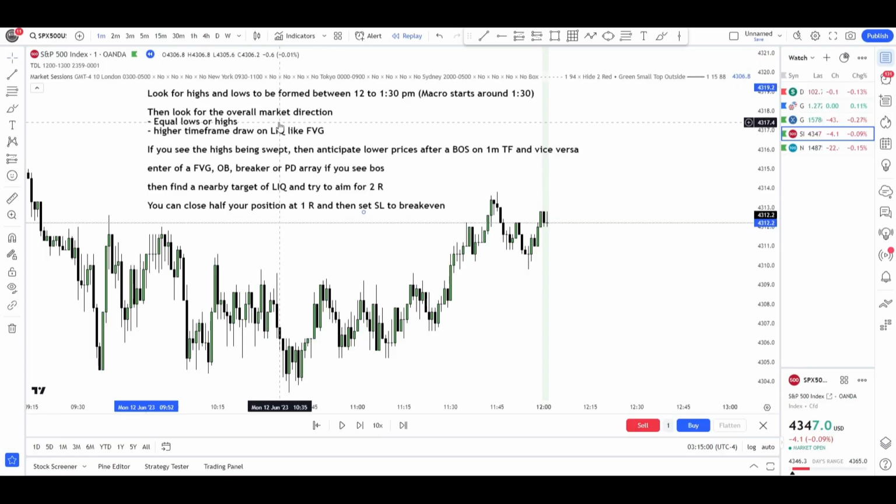The first thing you want to do is look for highs and lows to be formed between 12 and 1:30 p.m. The macro starts around 1:30, so you should be finding it around this area at 1:30 p.m. You could also find it before or a bit after. That's what I found out.